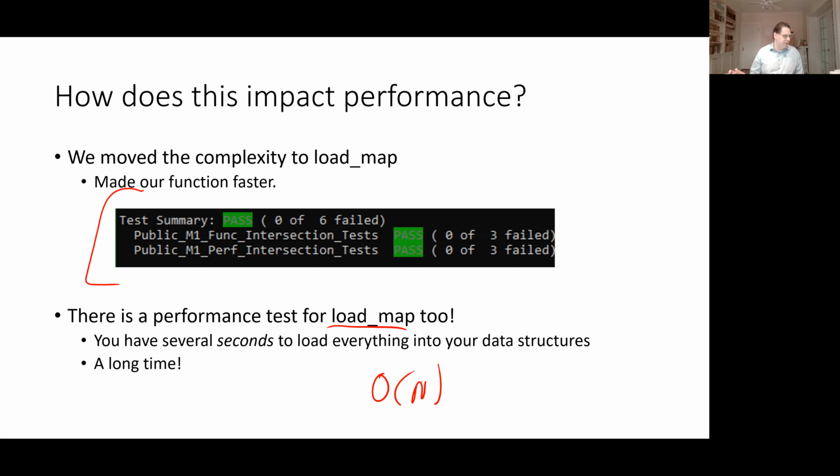So you can look at all the data in the city a few times. If in load map you ever did something that's order n squared, now that's going to take many minutes, maybe even hours. That's going to fail. Okay, so don't do that in load map. But doing anything that's order n or a little worse in load map is going to be fine.